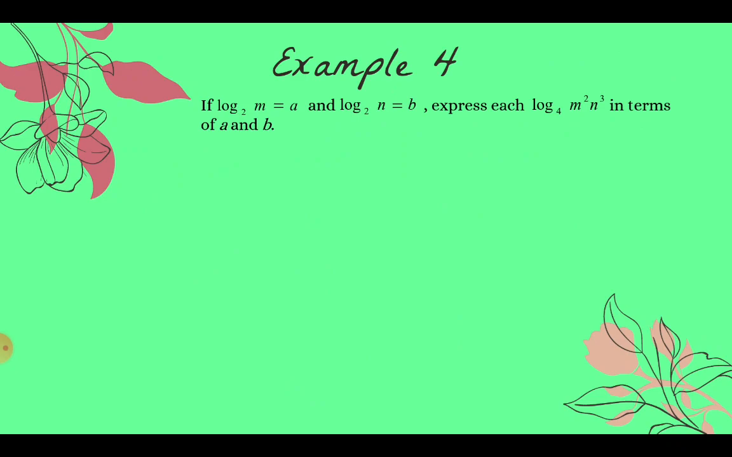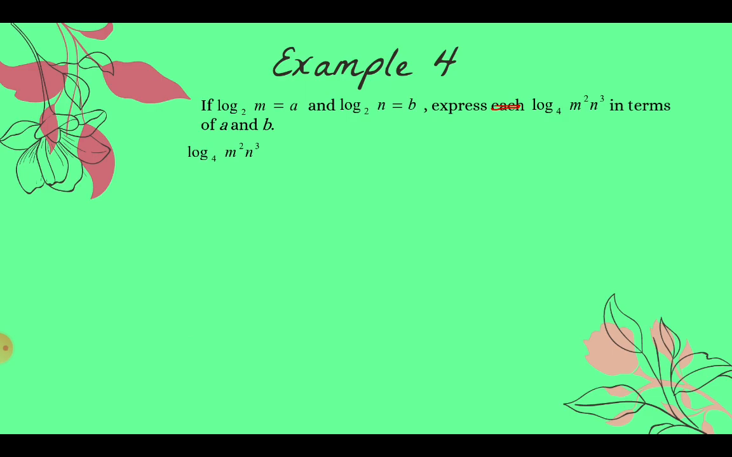Okay. If log m base 2 equals a and log n base 2 equals b, express log m squared n cubed base 4 in terms of a and b. So express that log in terms of a and b. Again, if we want to express it in a, we need to have log m base 2. If b, we need to have log n base 2.